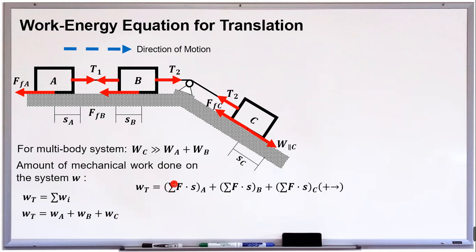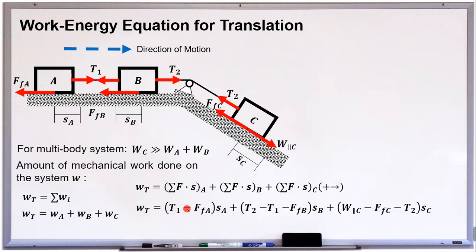And then we will use the formula for the work done, that is summation of forces times S for A, B, and C. And don't forget to indicate the sign convention. So we take positive if the force is along the direction of motion. So in this case, that is towards the right.